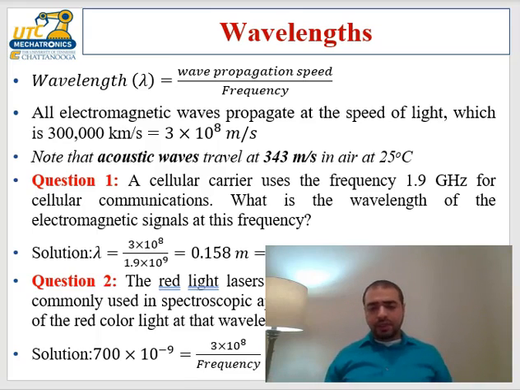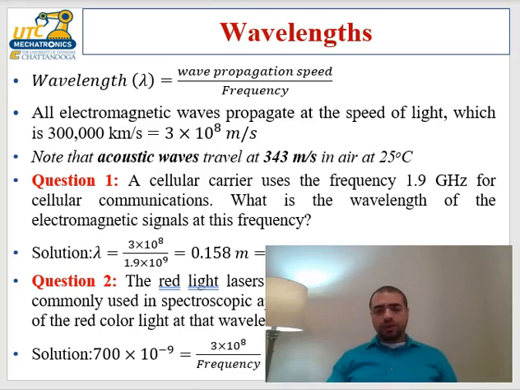So let's take another example. Question number 2. Red light lasers at a wavelength of 700 nanometers are commonly used in spectroscopic applications. For example, if you want to use something called Raman spectroscopy, they will tell you which wavelength you want the laser to have. Typically, for most applications, you will need something around 700 nanometers. What is the frequency of the red color light at that wavelength?